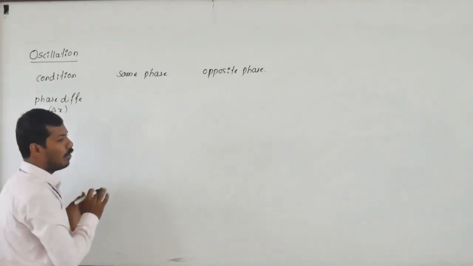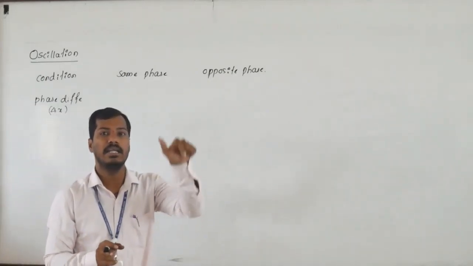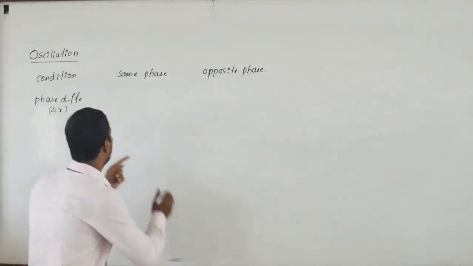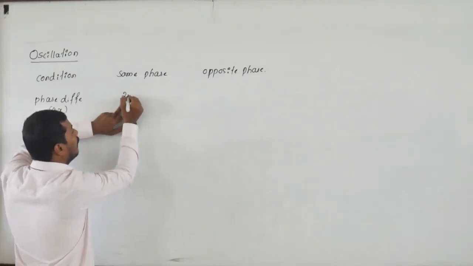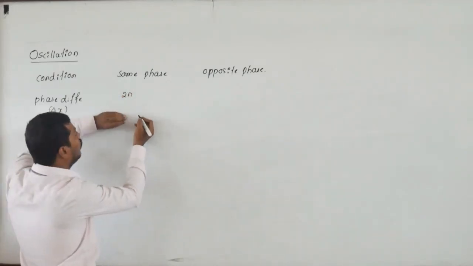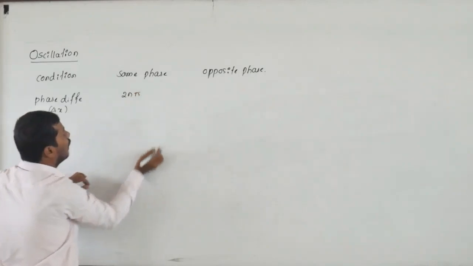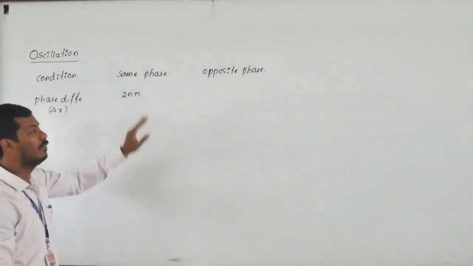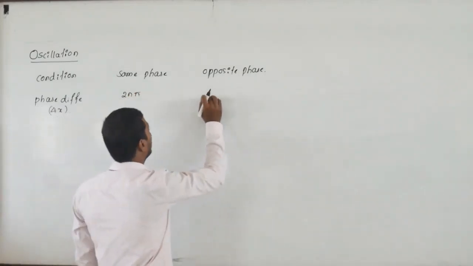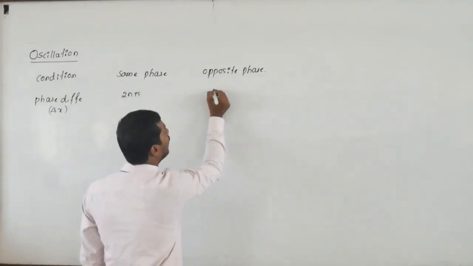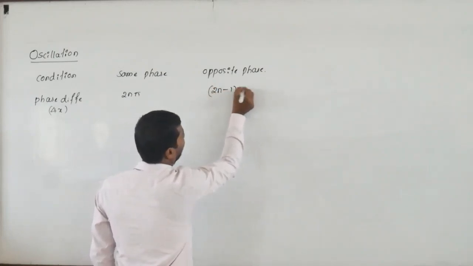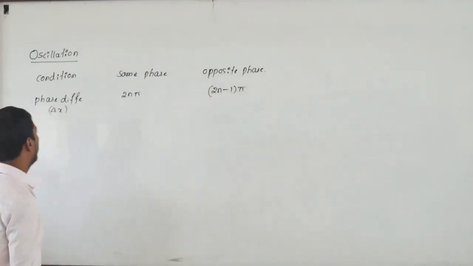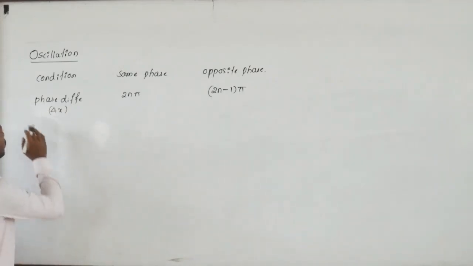All are an even integral multiple. Even integral multiple is nothing but 2 is an even number, and integral is n here. So 2n pi, an even integral multiple of pi. When those are in opposite phase, it is an odd integral multiple, 2n minus 1 pi.